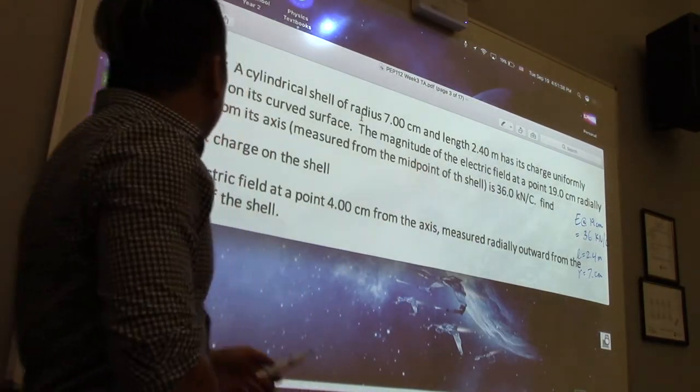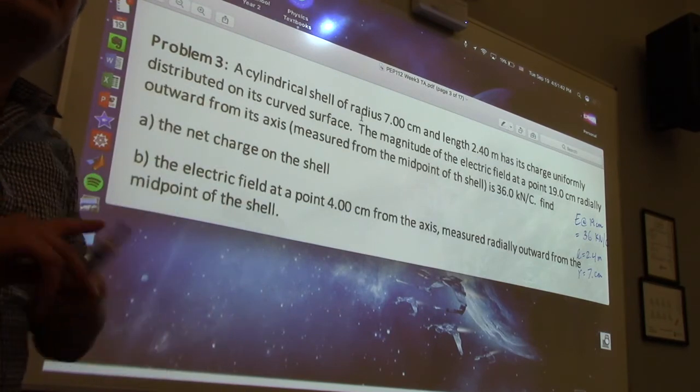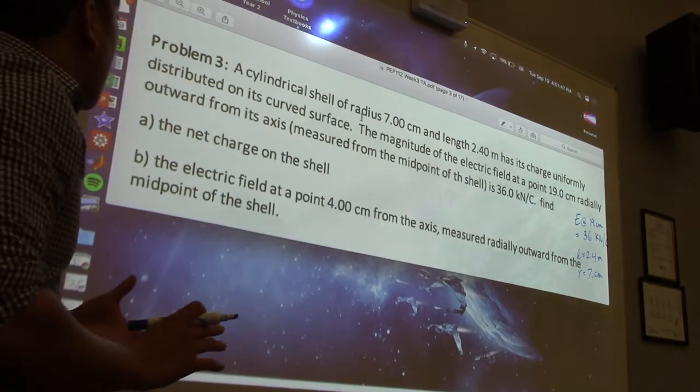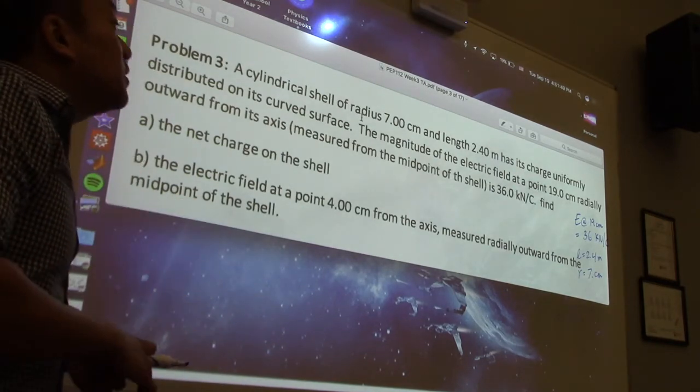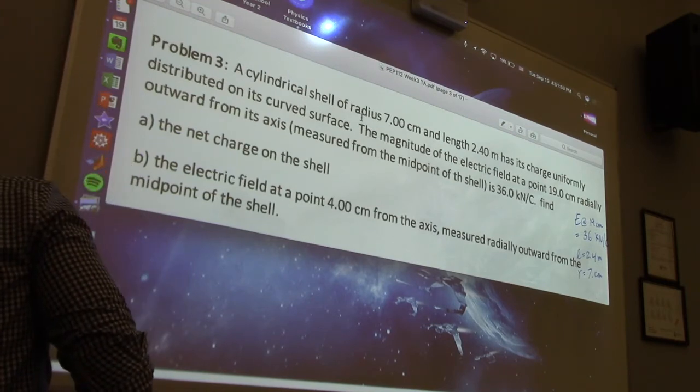We're asked two questions. What is the net charge? What is the charge on the cylinder? We're asking the opposite question: now we're not asking for flux, we're asking what is the charge, and we can figure that out. And then, what is the electric field at a point 4 centimeters from the axis? So we'll see.